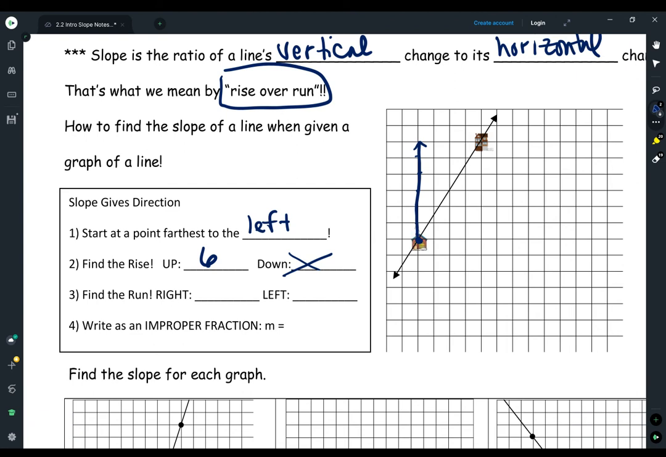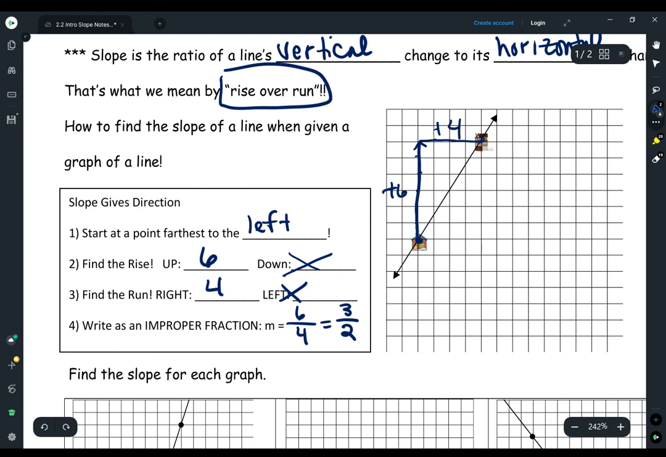And then for our run, we're going to go to the right now. 1, 2, 3, 4. So the run is 4 to the right. We didn't have to go left. We're going to write that slope as a fraction, 6/4. Then we reduce it by dividing the numerator and denominator by 2, making it 3/2. So it's a slope of 3/2. We went up 6 and then 4 to the right.